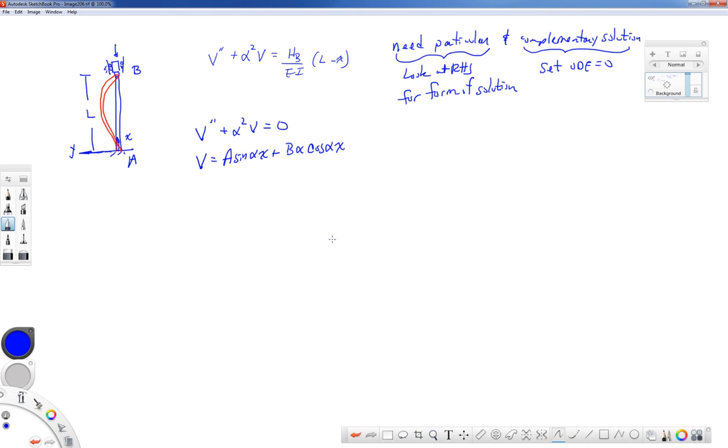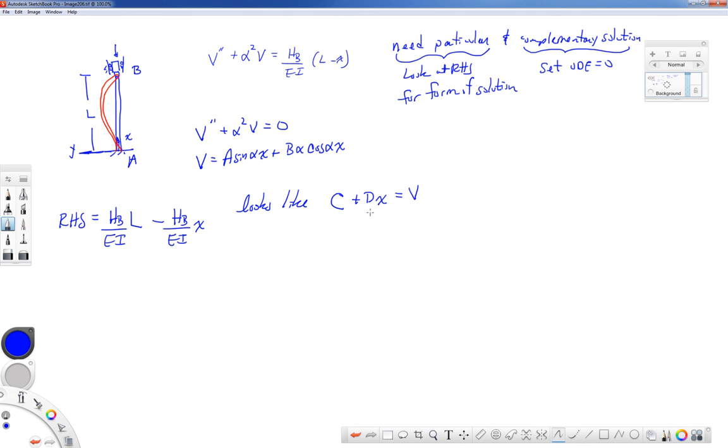If we look at the particular side, the right-hand side is equal to HB over EI times L minus HB over EI times X. In a way that kind of looks like a constant minus another constant times X. So let's call it C. We'll just use plus for right now. Plus Dx would be a form of the solution V.